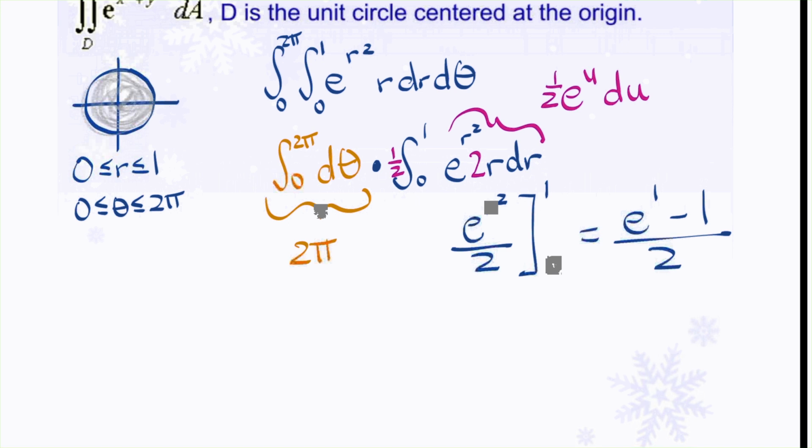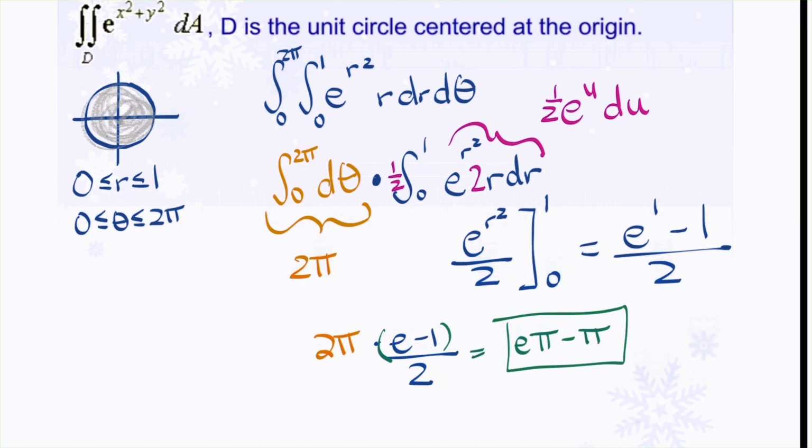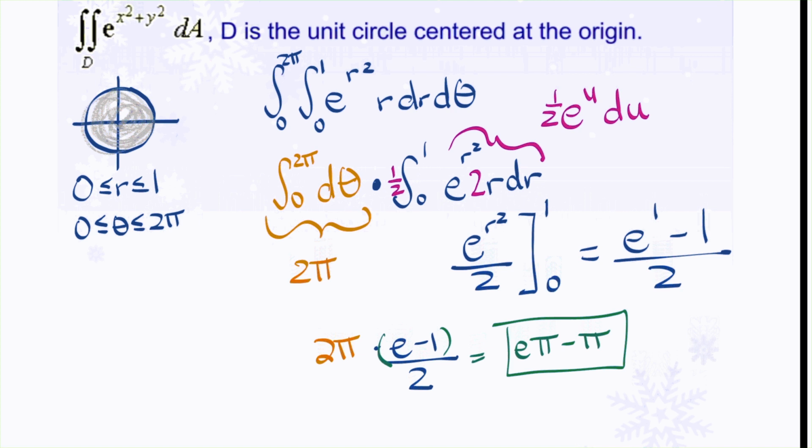So what I get is 2 pi times e minus 1 over 2. So I get a fun little answer. I get e pi minus pi, because the 2's cancel, I'll just distribute that pi. Why not? And if I were to try to do this with rectangular coordinates, it would not have gone well for me. I don't know what I would have done. So that's a much better choice.